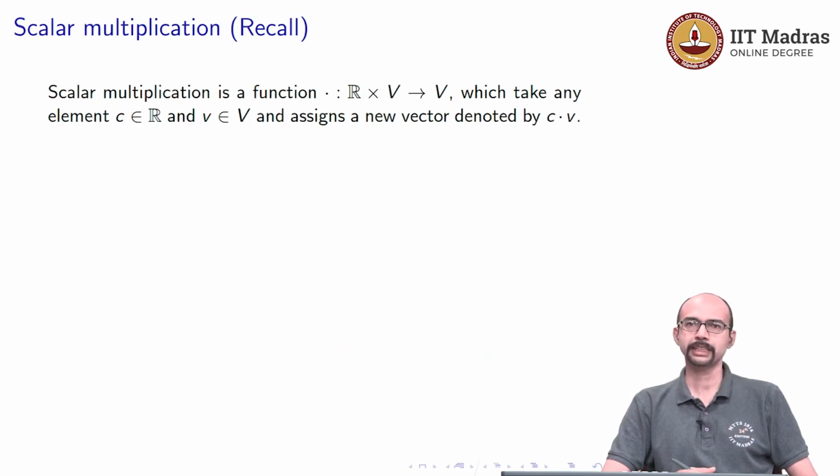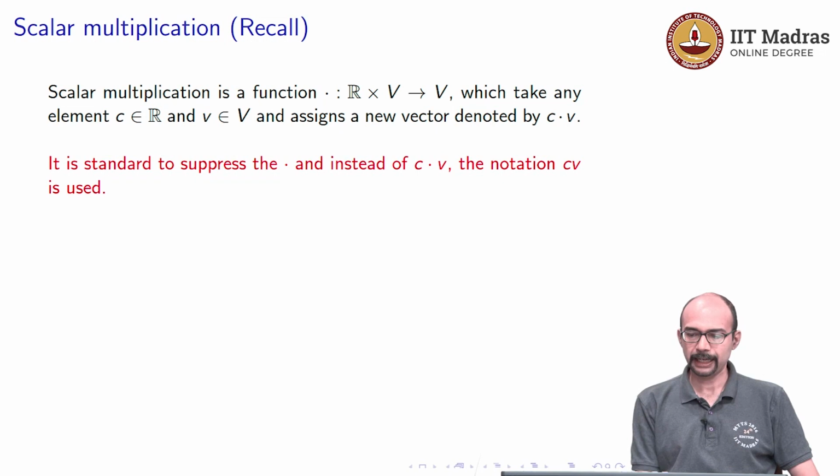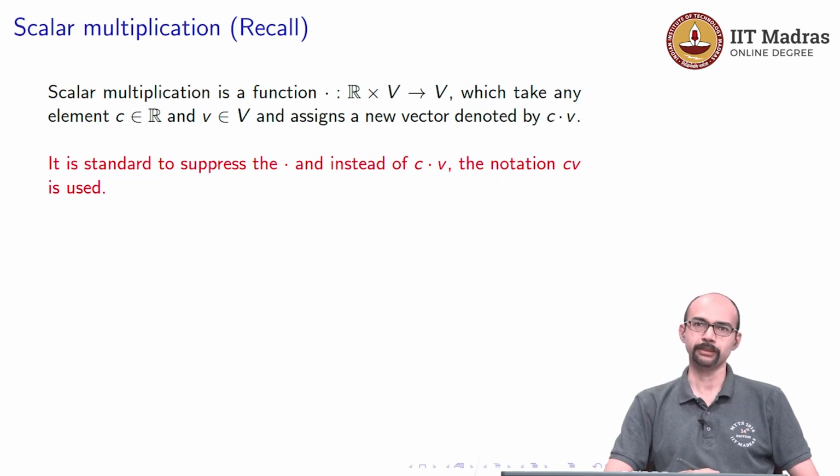We also have something called scalar multiplication in vector spaces, which is a function from R cross V to V. What that means is you take a scalar, a real number c, and a vector v, and then we associate to that a new vector c dot v. Remember this dot corresponds to scalar multiplication. It is standard to drop this dot, which is what we did in our previous video, so we are going to just use cv, and not c dot v.